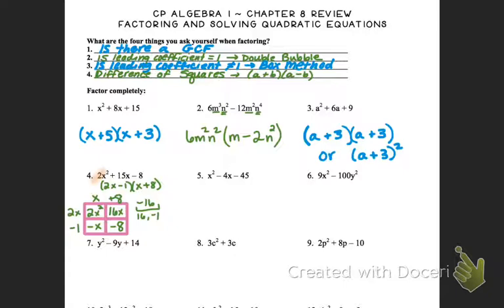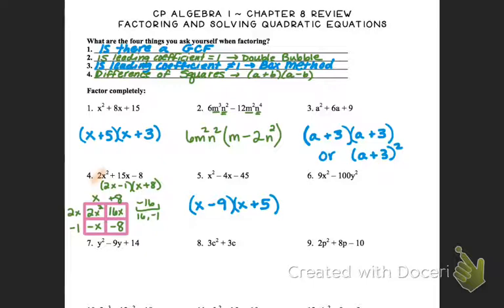Looking at number 5, there's no GCF, and we have x squared by itself, so we can go right to the double bubble. What multiplies to negative 45 and adds to negative 4 is going to be negative 9 and positive 5.